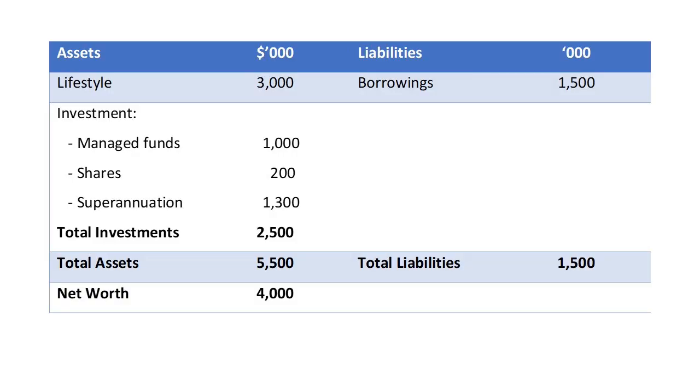So, $1 million is borrowed and invested into a highly diversified 100% growth managed fund. The Brights' after borrowing and investment balance sheet is now shown. Net worth is unchanged. Increased total assets, reflecting the managed fund investment, are exactly offset by increased total liabilities.